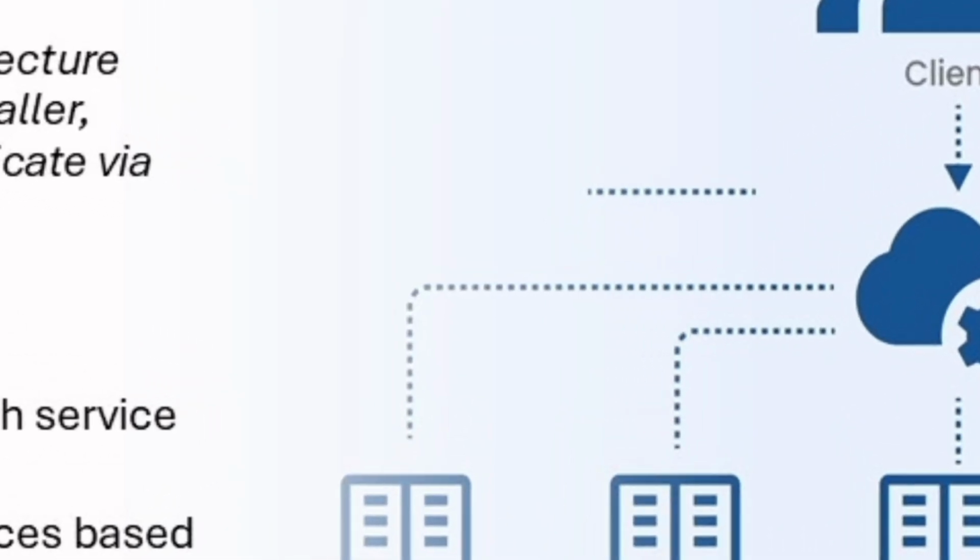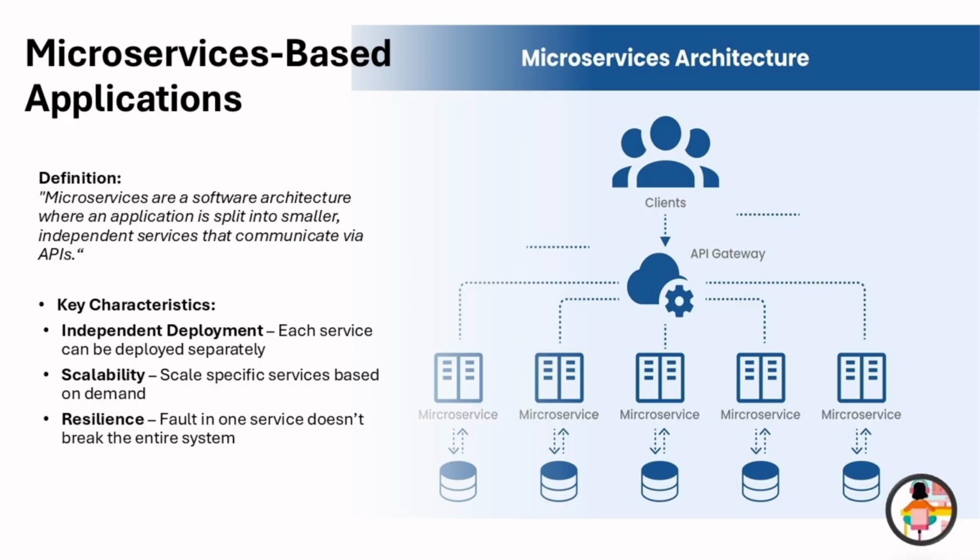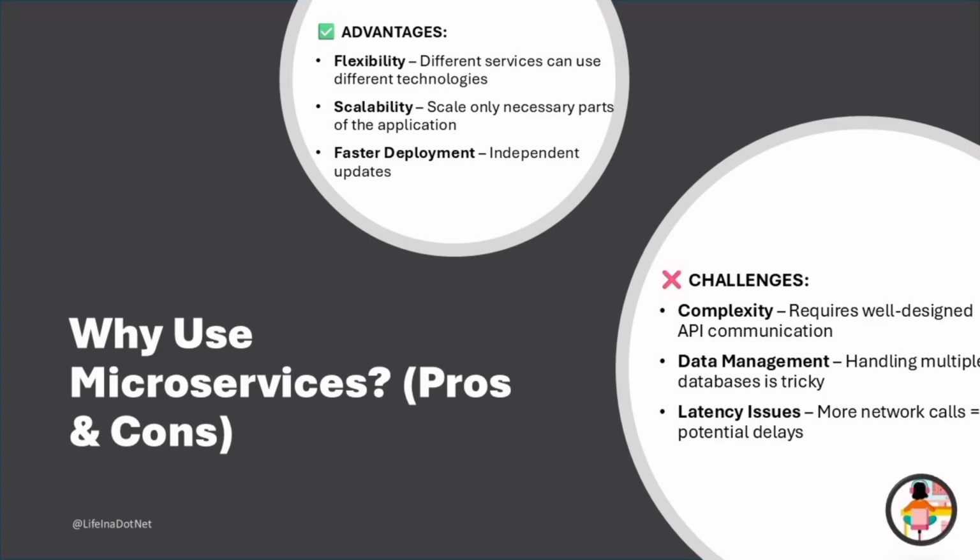Coming to microservices. Microservice is an architectural style where an application is divided into small independent services that communicate through APIs. Each service handles a specific business function. For example, in an e-commerce app, the cart service, payment service, and product service all run separately. This architecture provides flexibility, scalability, and resilience, making it a popular choice for modern cloud applications.